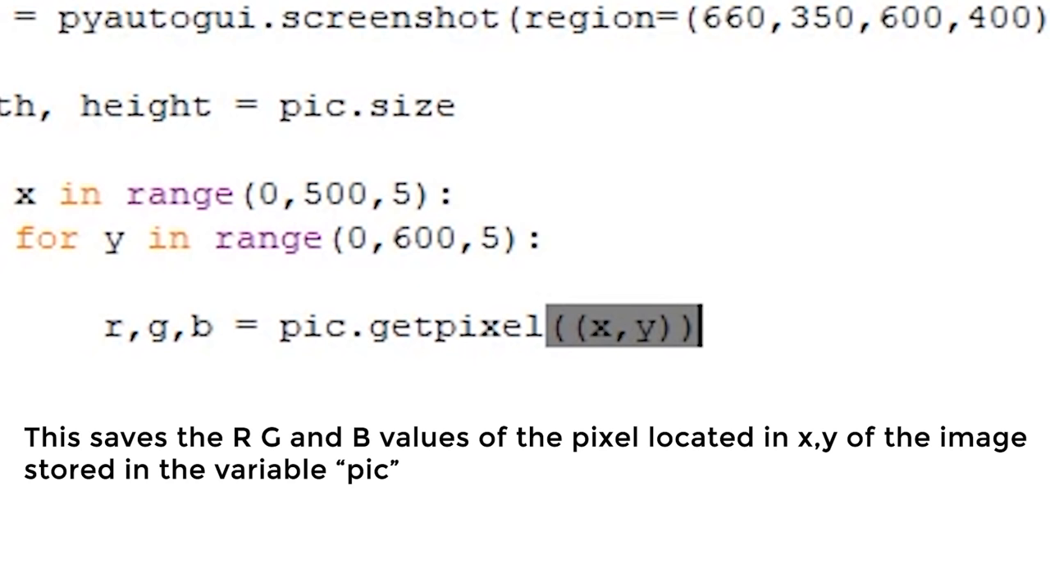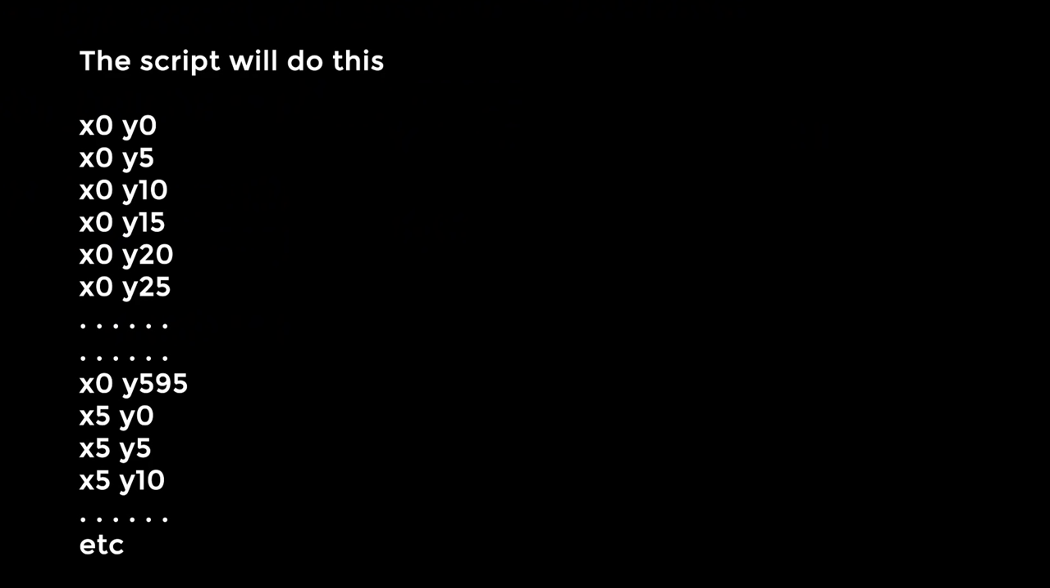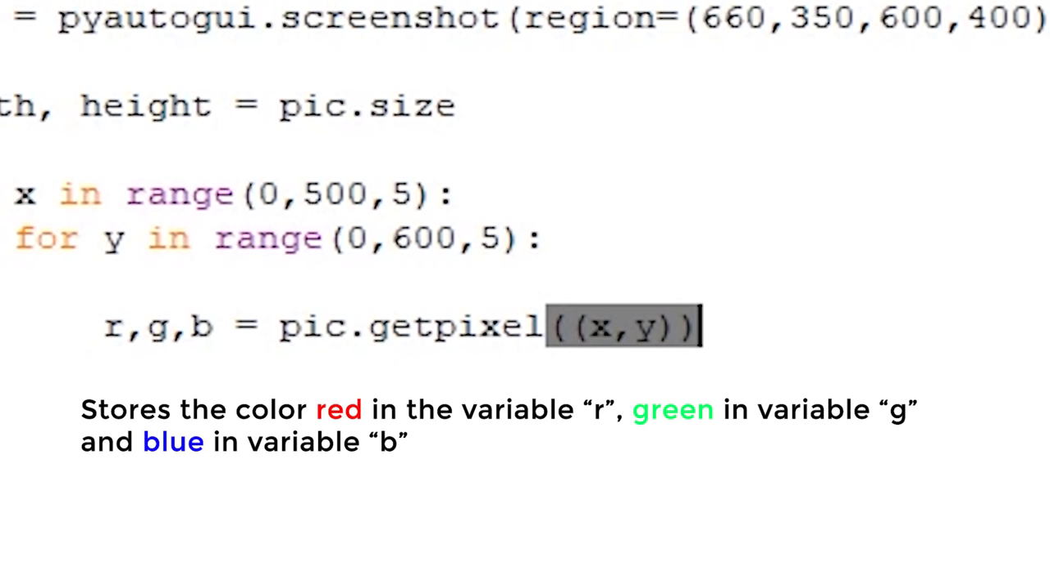So for example, the script will first check the pixel in x0, y0, then x0, y5, then x0, y10, then x0, y15, etc., until it hits the maximum value of y595, since we have increments of 5, and y has to be smaller than 600, and store the red value in R, green value in G, and blue value in B.